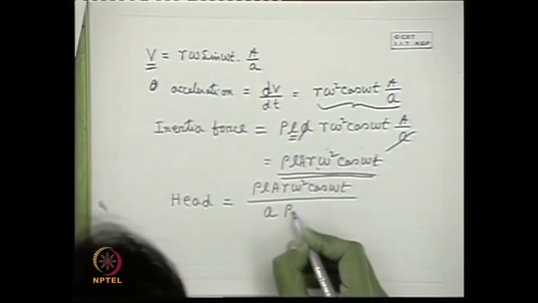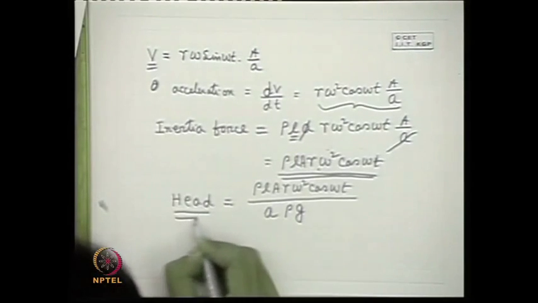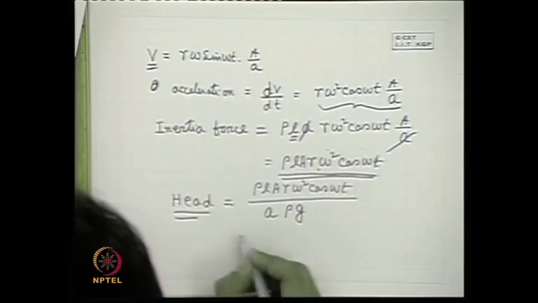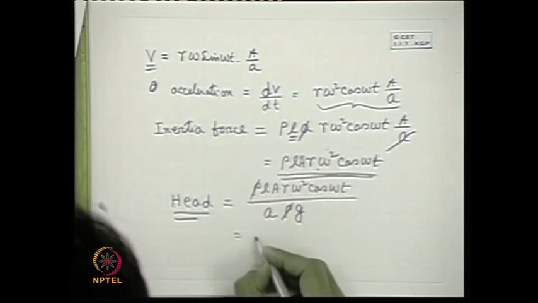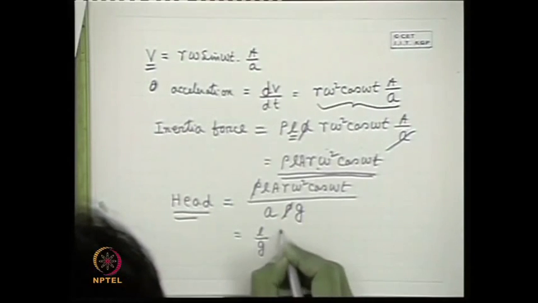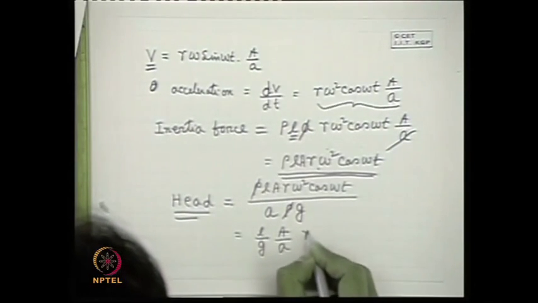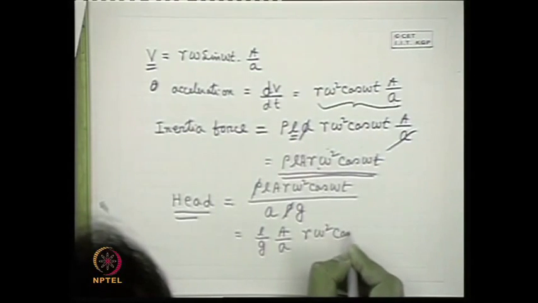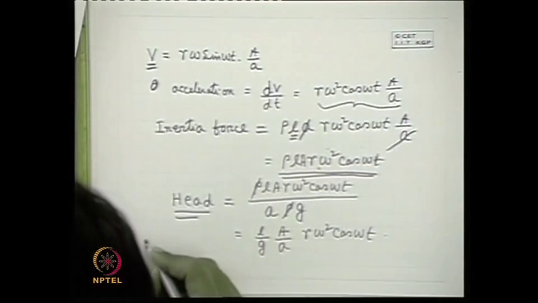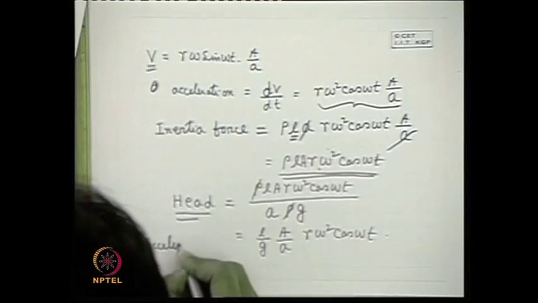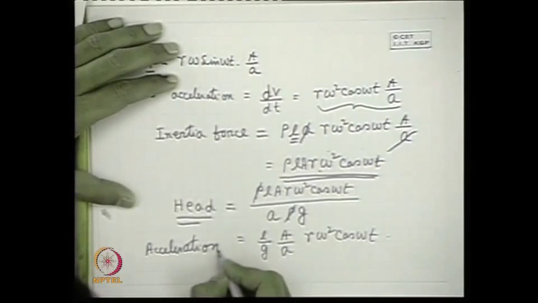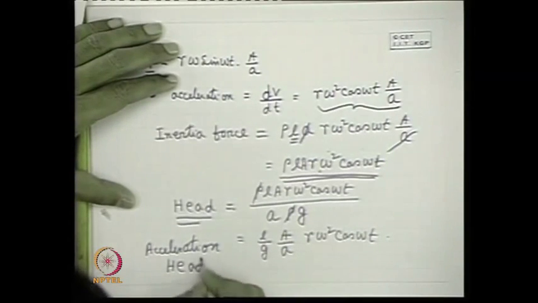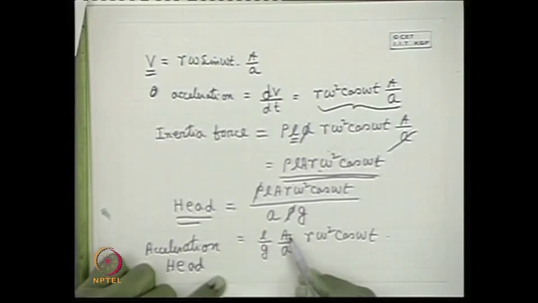Pressure divided by rho g, that is the head, that is the pressure energy. So rho cancels, and we can write L by g, A by A, R omega square cos omega t. So this is the acceleration head. Therefore, we see the acceleration head is L by g A by A R omega square cos omega t.